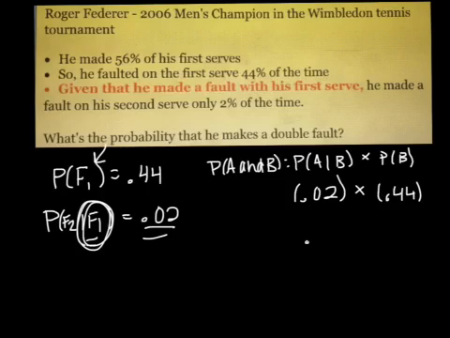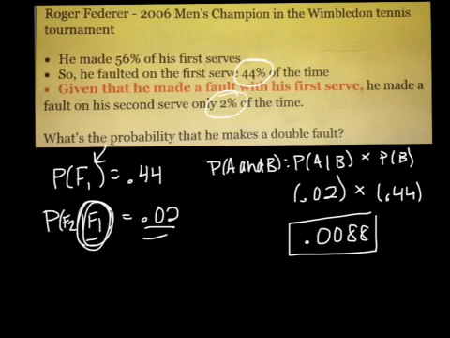When I multiply those two together, I get 0.0088. So truly what I did was I multiplied these two that dealt with the double fault piece.